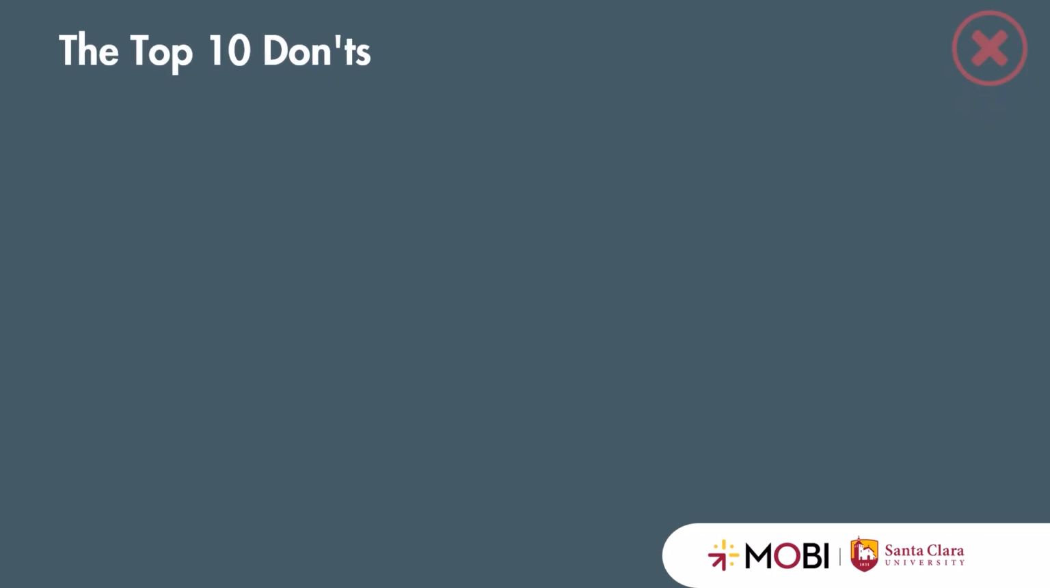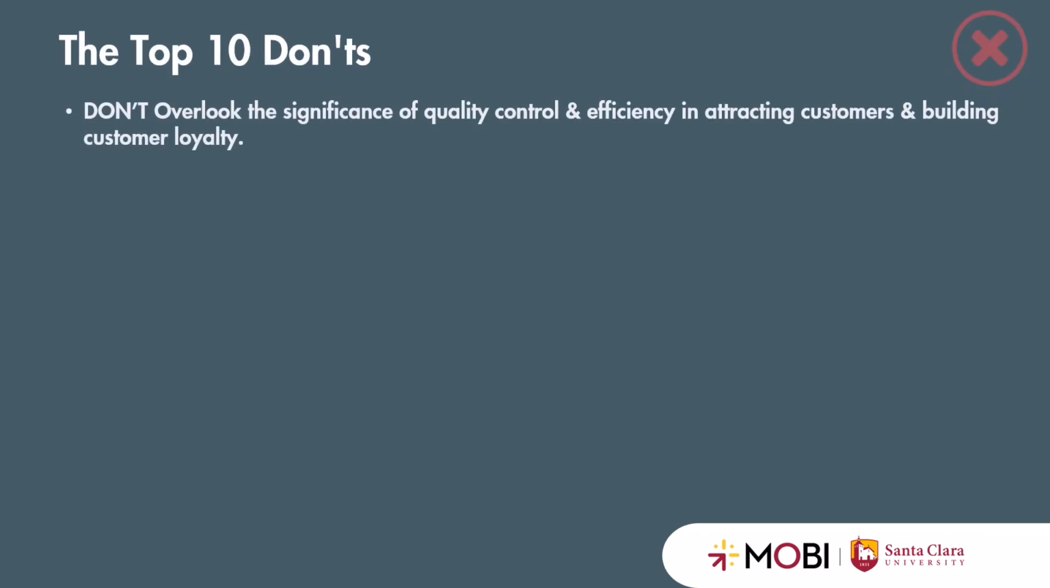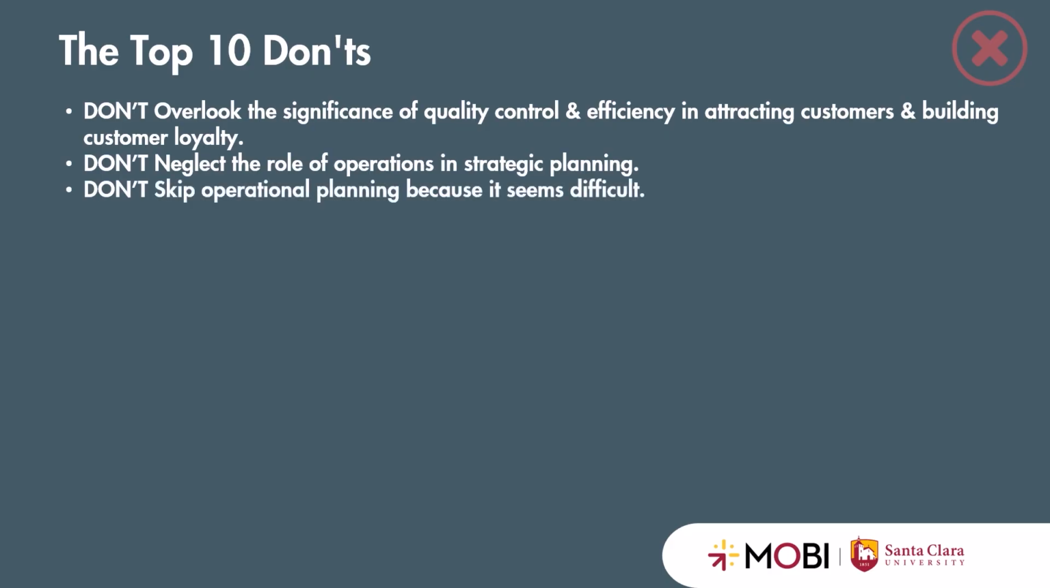The top 10 don'ts. 1. Don't overlook the significance of quality control and efficiency in attracting customers and building customer loyalty. 2. Don't neglect the role of operations and strategic planning. It's crucial for setting realistic goals and achieving long-term success. 3. Don't skip operational planning because it seems difficult. It's easy to start by documenting the processes you follow in running the different aspects of your business.